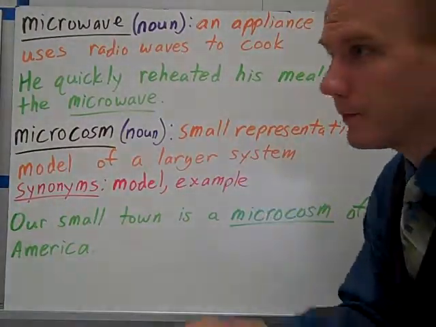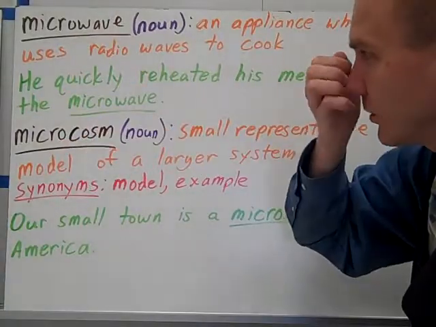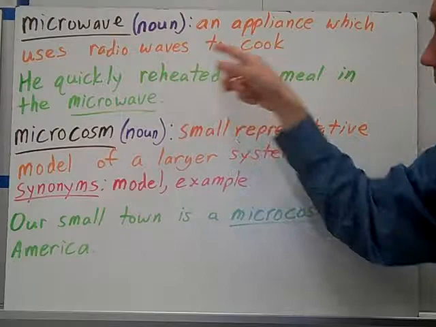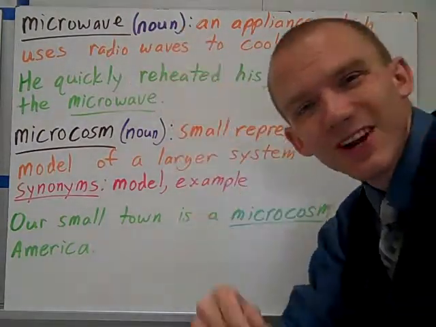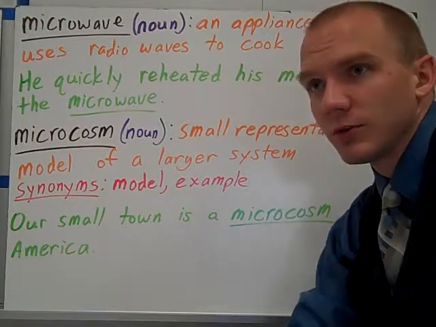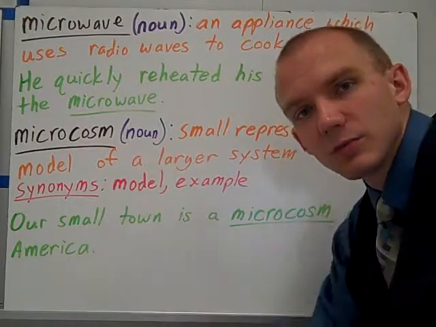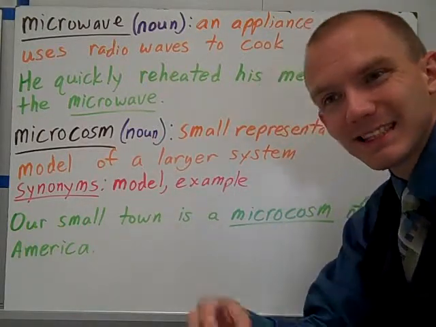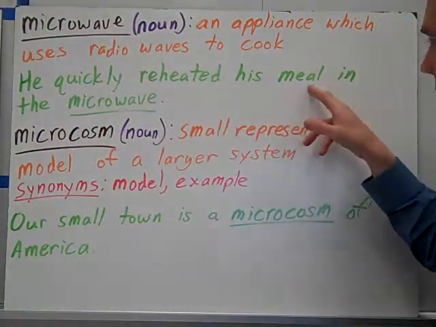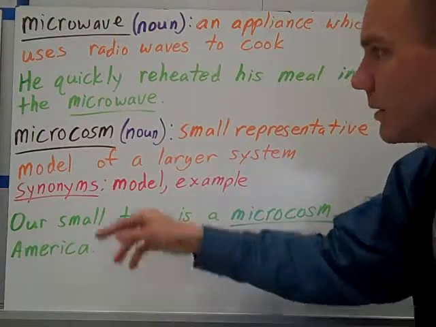Let's start with micro. We have microwave and microcosm. Microwave is an appliance which uses radio waves to cook. Now these radio waves are very small. That's why it's called a microwave. You could also think microwave generally is smaller than an oven, so it's small. Microwave. He quickly reheated his meal in the microwave.